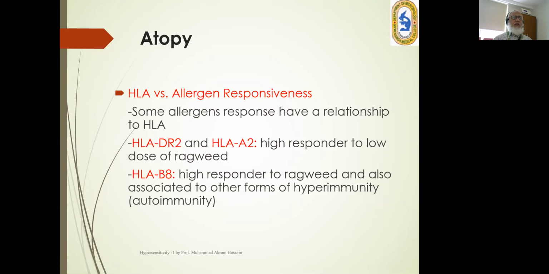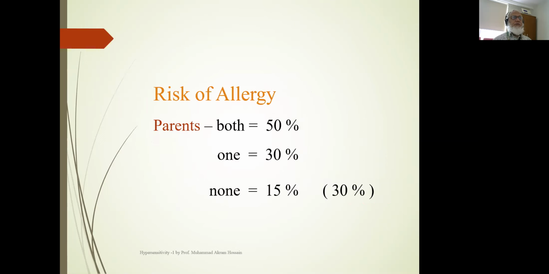HLA versus allergen responsiveness. Some allergen responses have a relationship to HLA, such as HLA-DR2 and HLA-A2. They are high responders to low doses of certain allergens, like ragweed. HLA-B28 carriers are also high responders to ragweed and are also associated with other forms of hyperimmunity and autoimmunity. So HLA has some relationship.